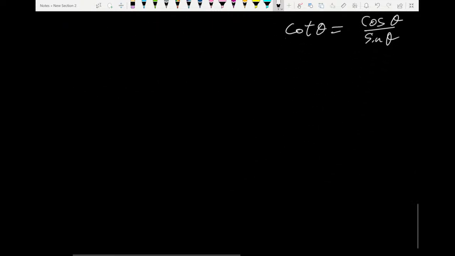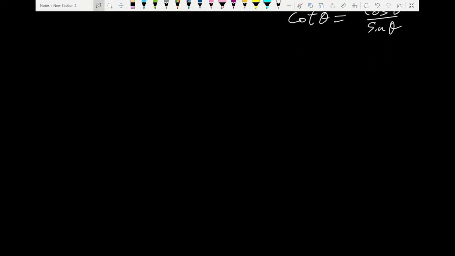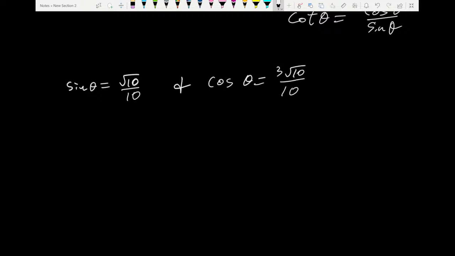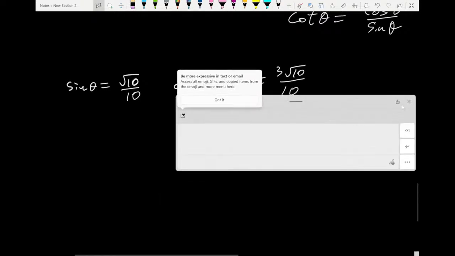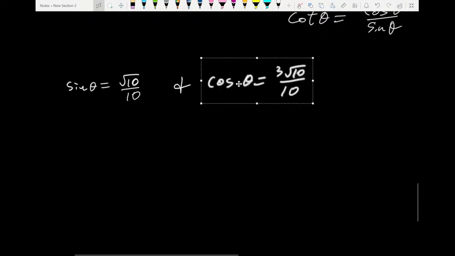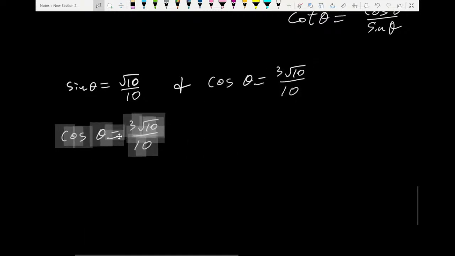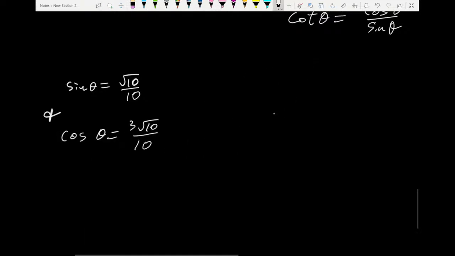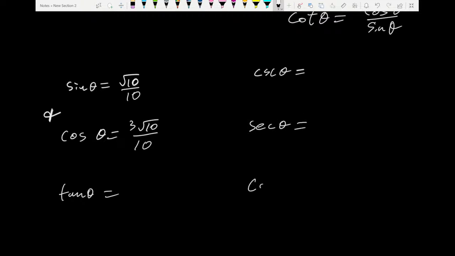All right, now let's do some hard problems. Given sine of theta is square root of 10 over 10, and cosine of theta is root 3 over 10, I want to know what is tangent of theta, cosecant of theta, secant of theta, and cotangent of theta.